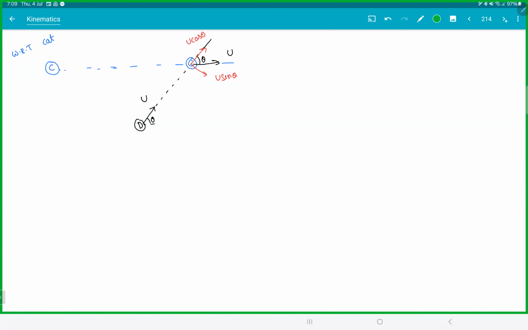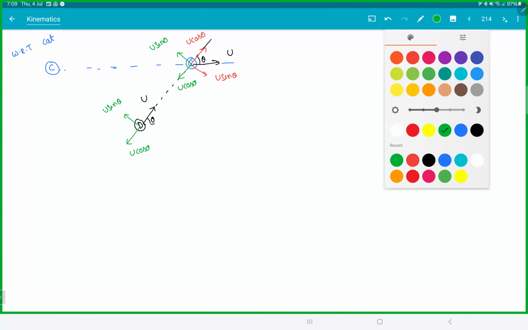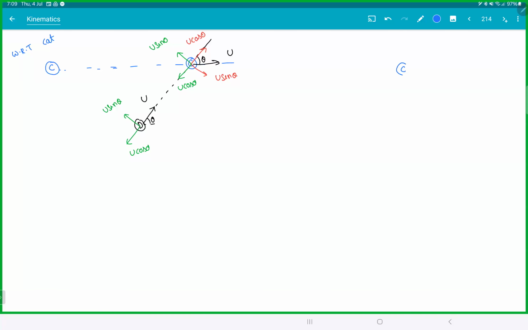And how do you stop the cat? Put u cos theta backward. Put u sin theta this way. Now the cat will think, okay, I came to rest. But this dog is coming towards me with u minus u cos theta, and this way it is going with u sin theta. Now this time it can't catch, but the cat will think the dog is going on a curve. That's what it will feel.